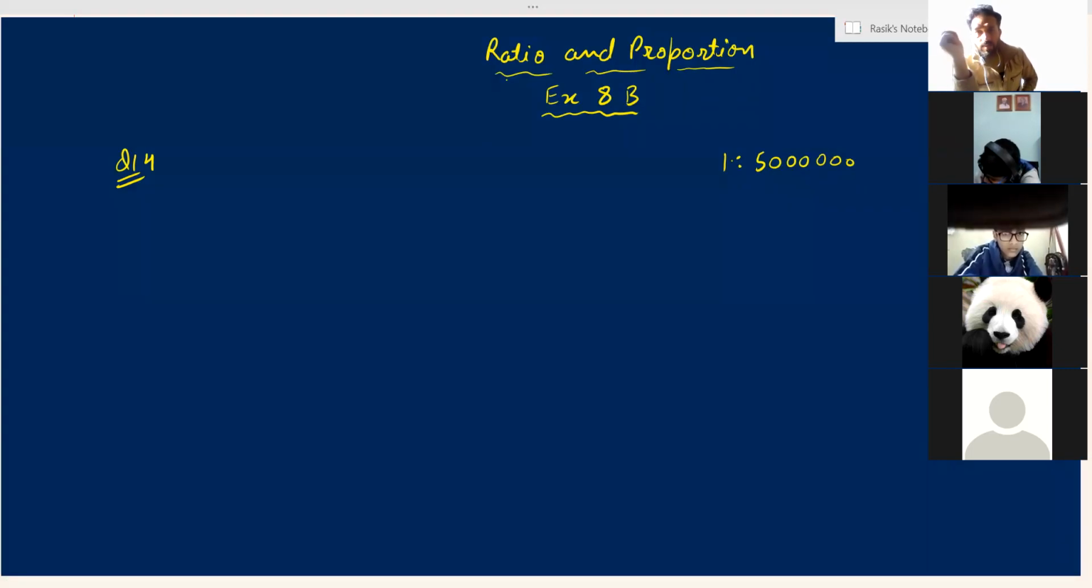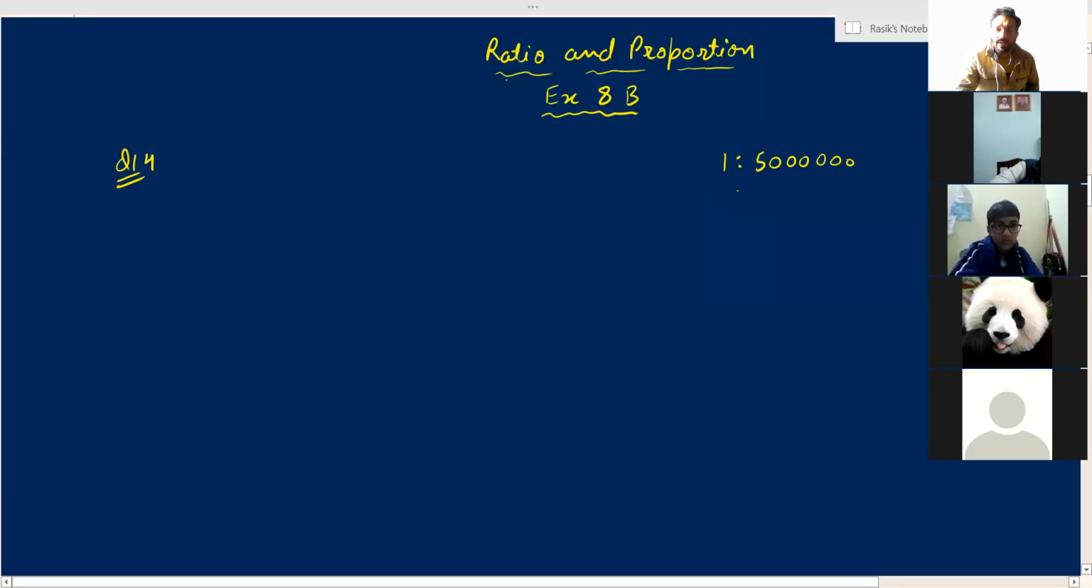Yes, sir. When I use Google Maps from one city to another, it shows small. When I zoom deeply into it, it shows the actual detail.